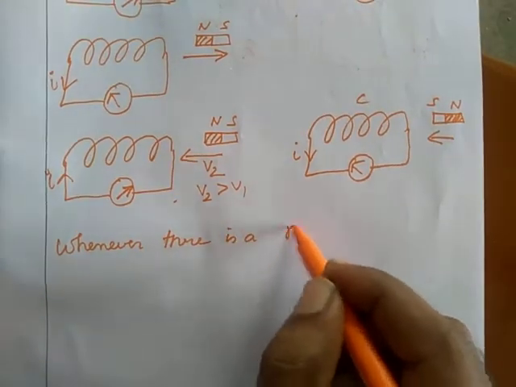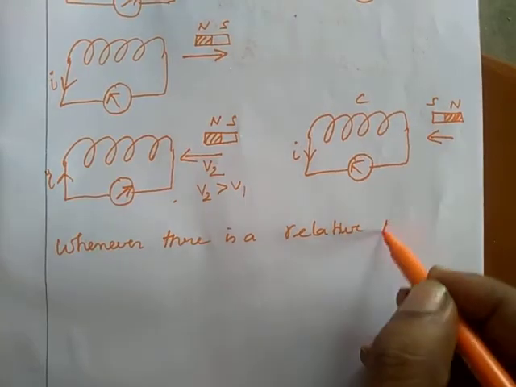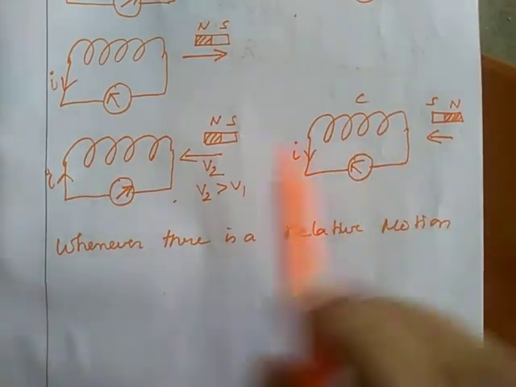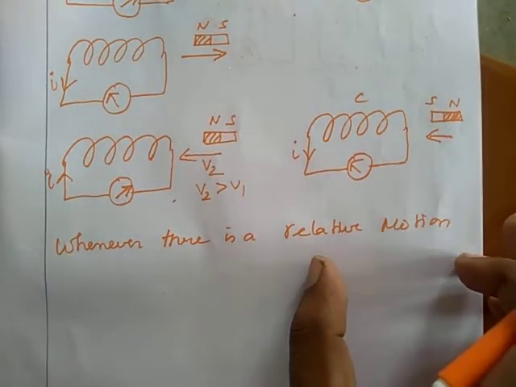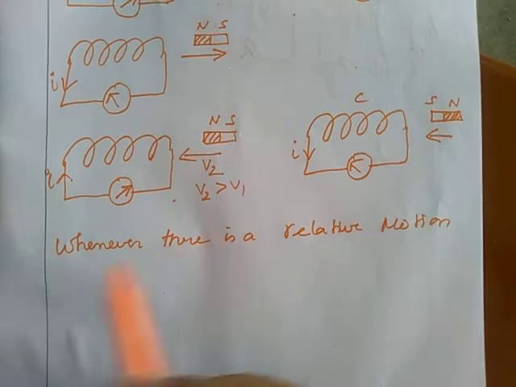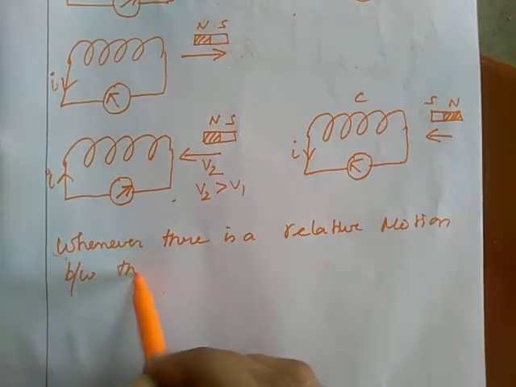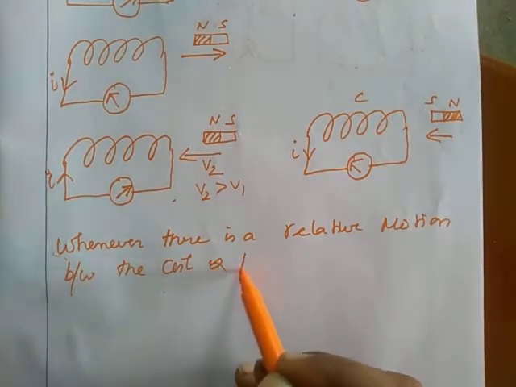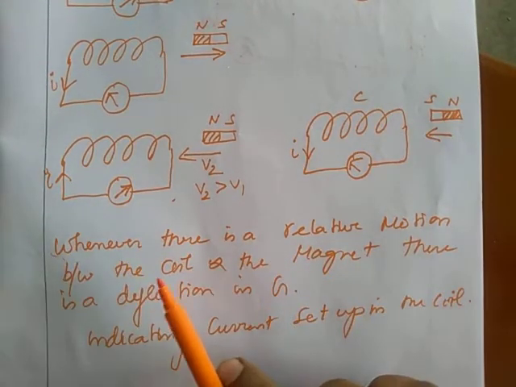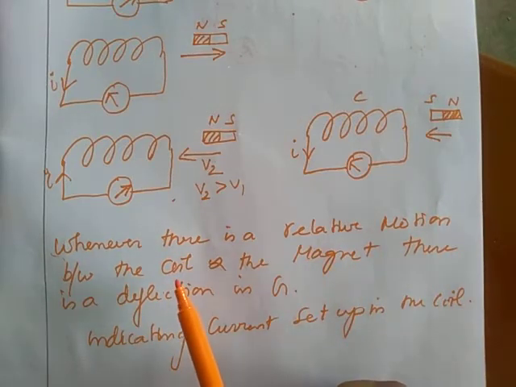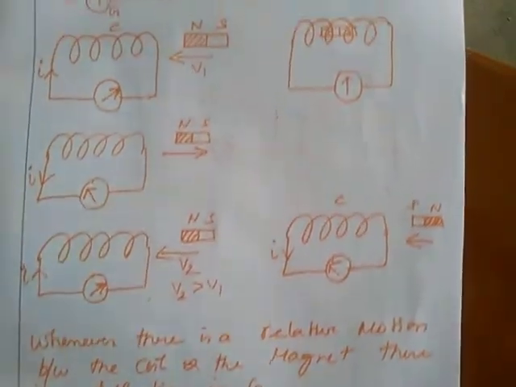Whenever there is a relative motion, that means if the coil is at rest and the magnet moves, or the magnet is at rest and the coil moves, that is a relative motion. Whenever there is a relative motion between the coil and the magnet, there is a deflection in the galvanometer. This indicates the current set up in the coil. This one is Faraday's first experiment.